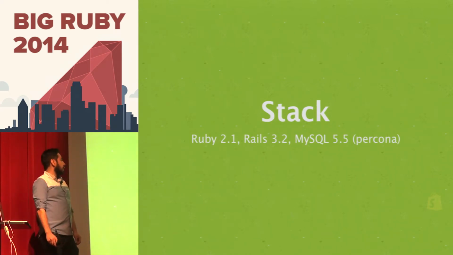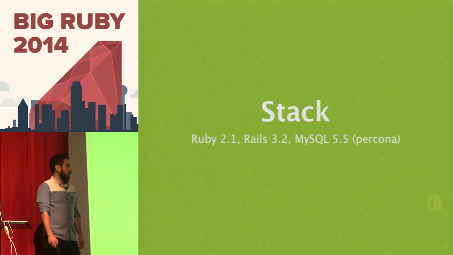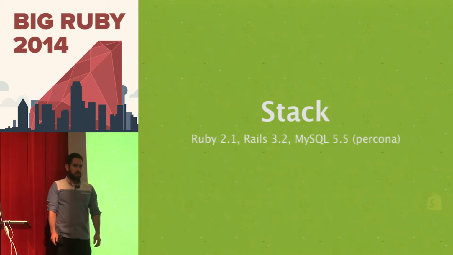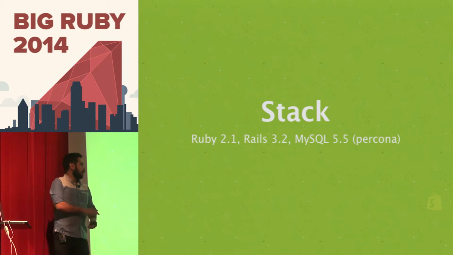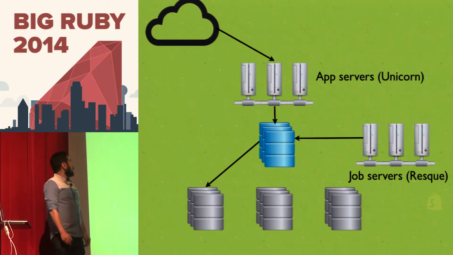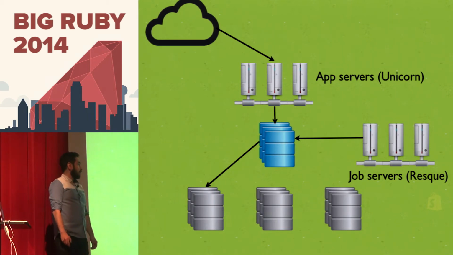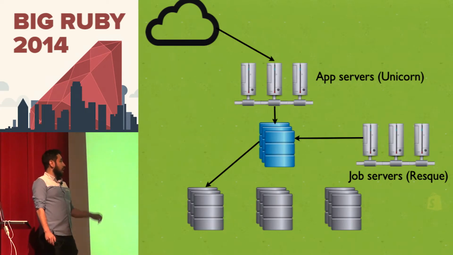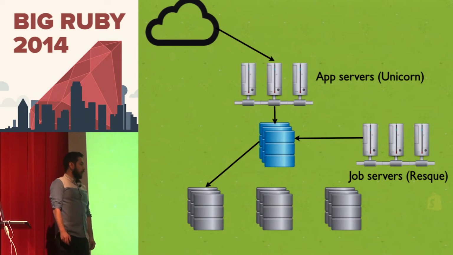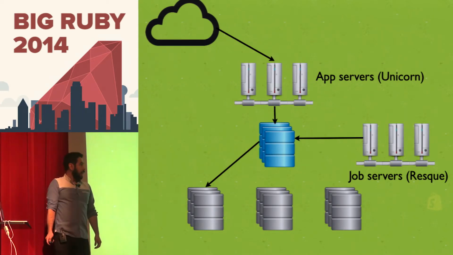The stack we're running on now is Ruby 2.1, Rails 3.2, MySQL 5.5 with Percona patches. MySQL is kind of important for what I'm going to say. Some of the things in this talk are MySQL specific-ish. This is a super oversimplified version of what Shopify looks like. We just have a typical Rails stack with the app servers being Unicorn and job servers Resque, and we have our master database and some shards.